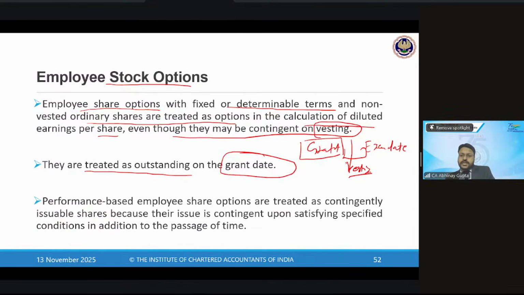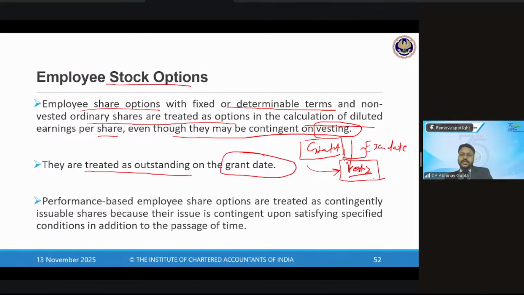Then vesting date is the date when the employee has satisfied the condition, right? Vesting conditions, which is completion of 3 years with the company. So on the completion of 3 years, these shares or options are assumed to be vested to the employees.